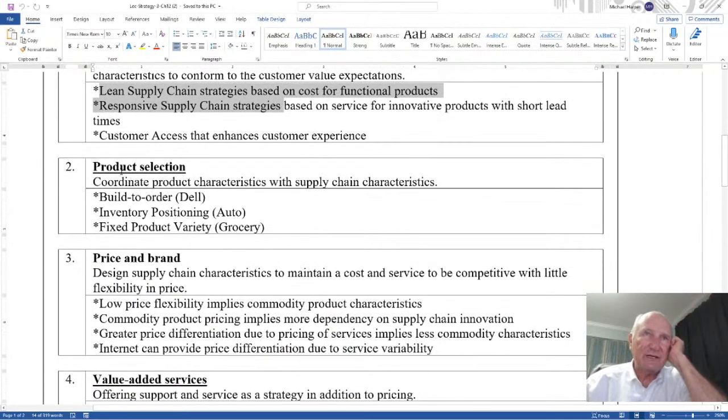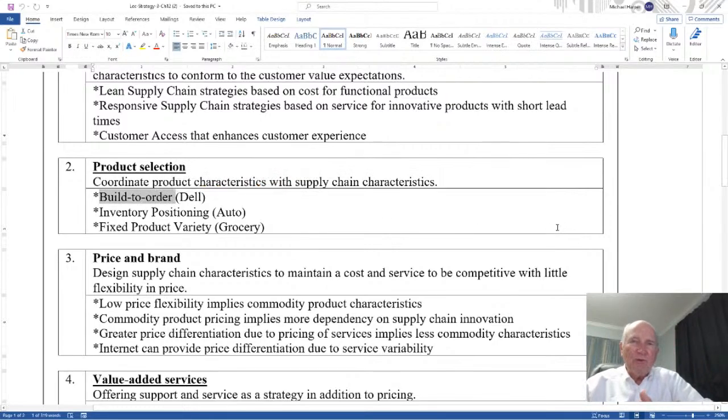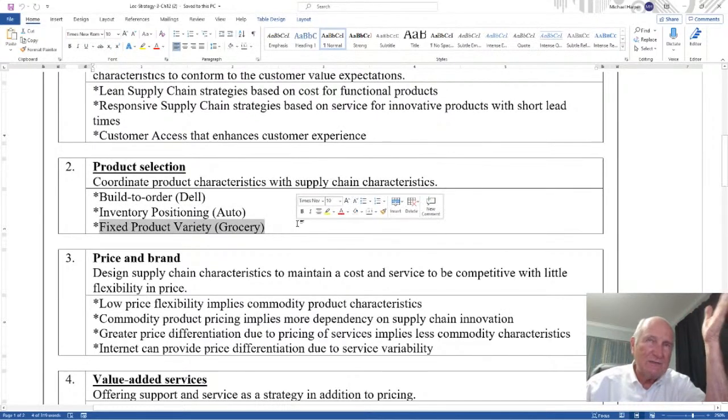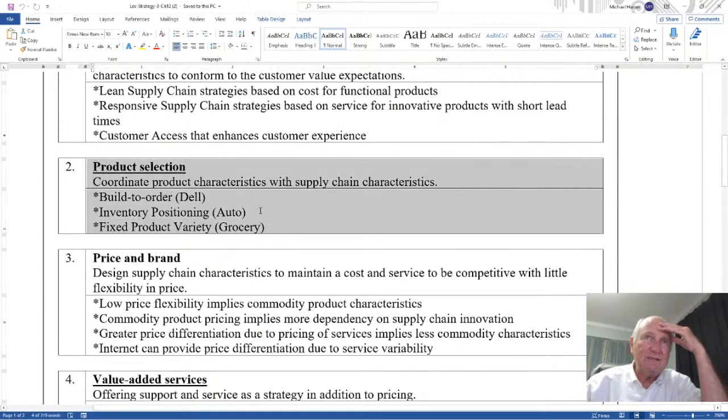Then you have product selection. Coordinate the product characteristic with supply chain characteristics. Okay, there's where you have your build to order. You have manufacturing to order, you have build to order, assemble to order, fabricate to order. Well, Dell is an example of build to order. Inventory positioning is automobile. Fixed product variety is grocery, same products. We've already seen this before when we looked at the different push-pull systems. Price and demand.